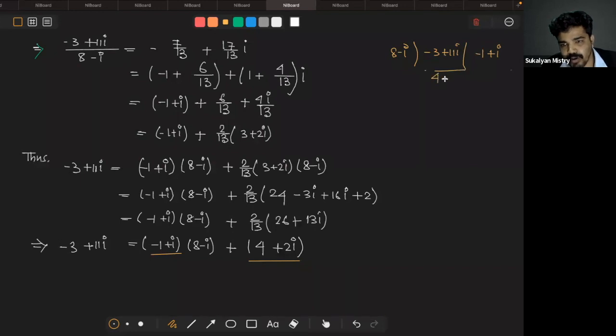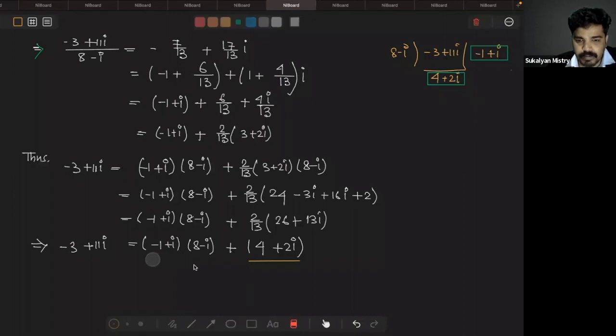The remainder is 4 plus 2i. So if we divide -3 plus 11i by 8 minus i, the quotient is -1 plus i, and 4 plus 2i is the remainder. I think that is clear.